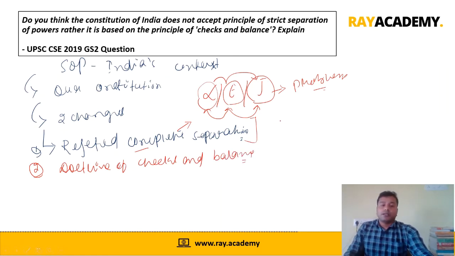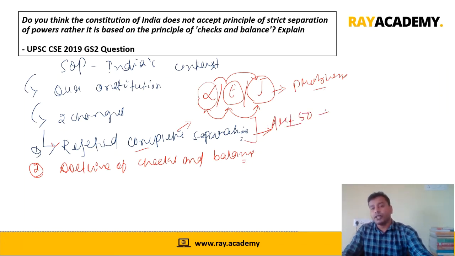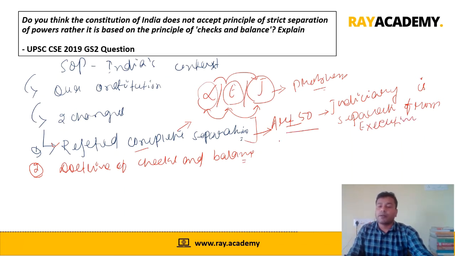Okay. Now, with the continuation of the theory of the separation of power context, the number one change. Do you know that in our constitution, Article 50 explicitly says that the judiciary is separate from the executive? So the judiciary is separate from the executive. That is Article 50 of our constitution.